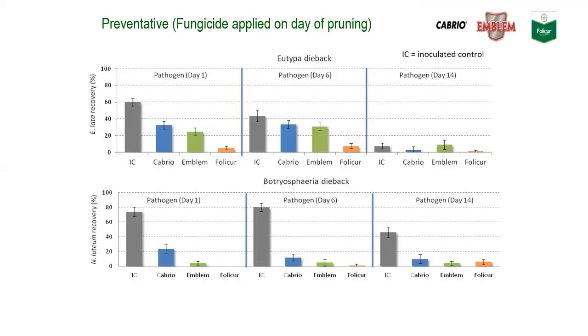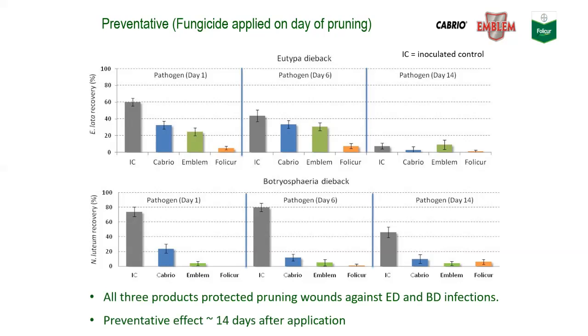And again, we got similar results with Botryosphaeria dieback. Here again in the graph, it's showing you that if you don't apply any preventative fungicides, you will expect around 80% infection. But if you apply those fungicides, you will significantly reduce that infection up to 14 days. So again, to summarize, all these three products protected those pruning wounds against Botryosphaeria dieback and Eutypa dieback infections, and the preventative effect is 14 days after application.